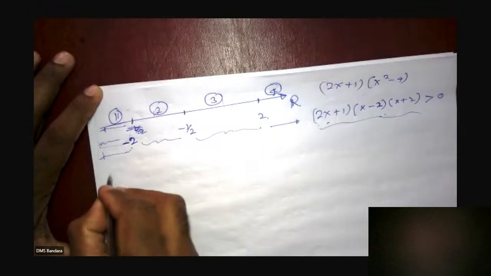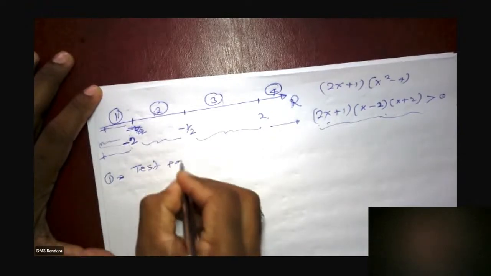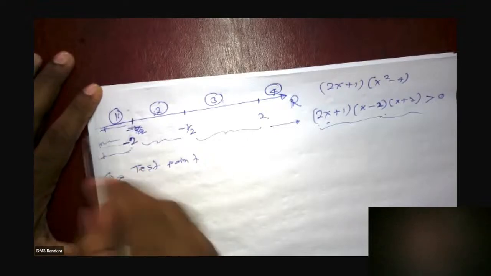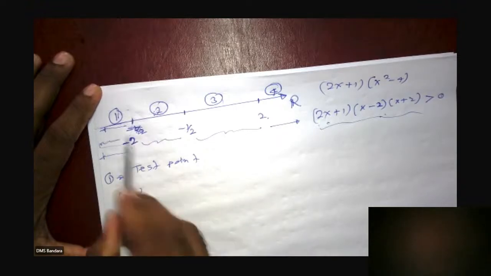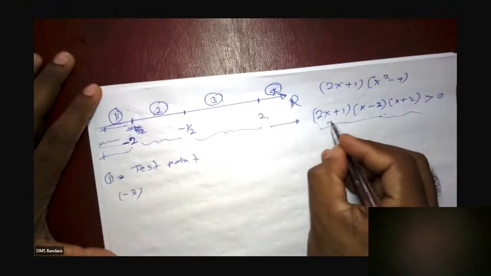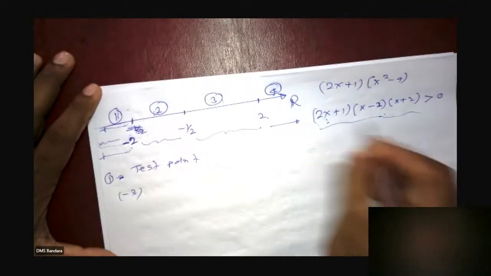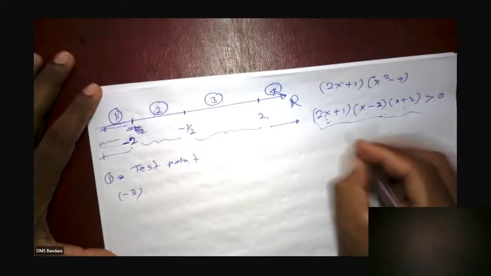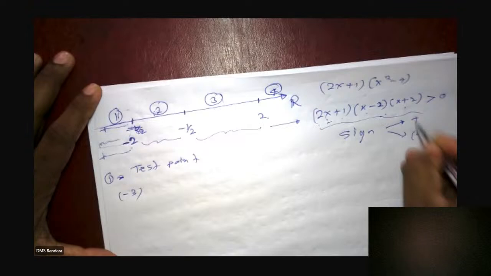When we consider the first region, my test point is any value from minus 2 to minus infinity. I take minus 3. My test point is minus 3 from the first region. When I substitute minus 3 here, now I am going to check the sign of these 3 terms, whether it's plus or minus.